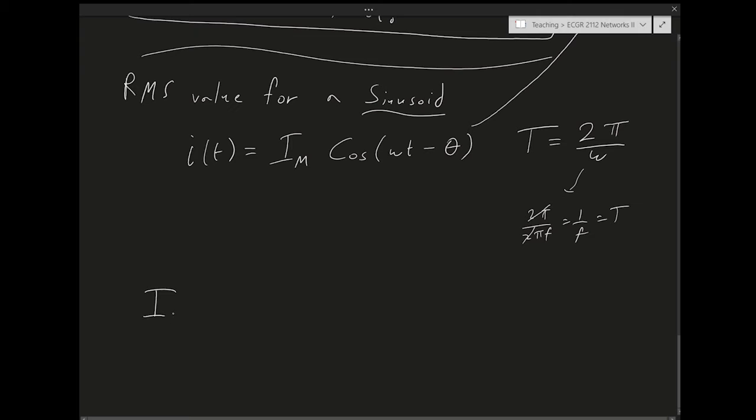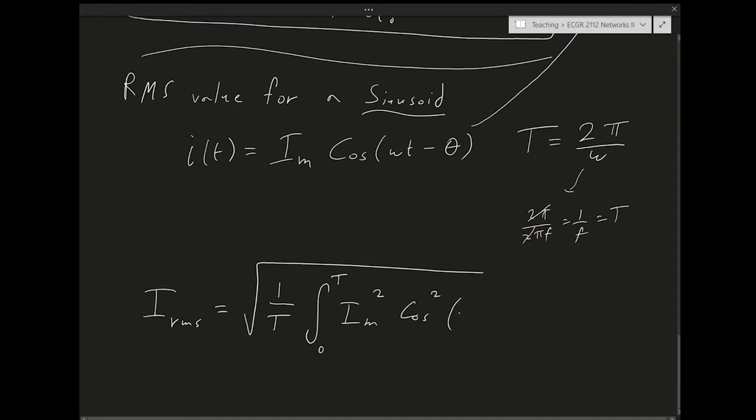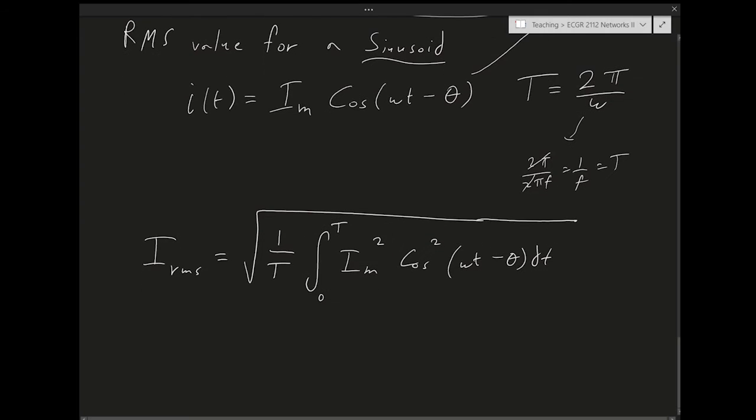So I RMS equals the square root of 1 over T, integral from 0 to T, integrating over a whole period, and then I have Im, let me call this I small m, Im squared cosine squared of omega t minus theta dt. So I have a cosine squared there.